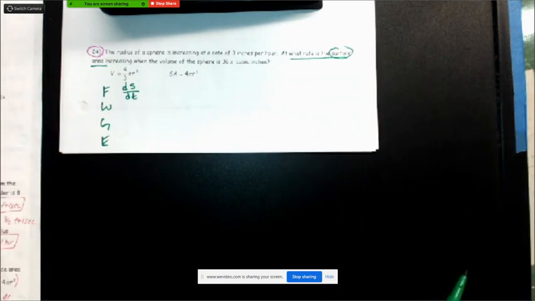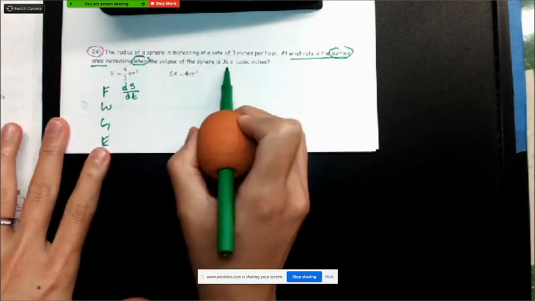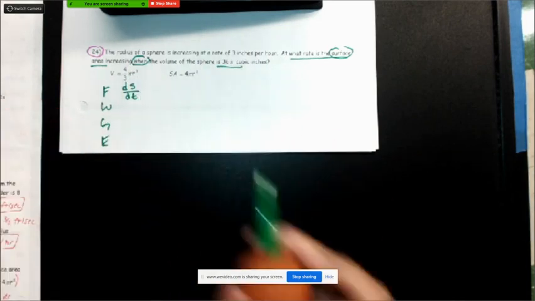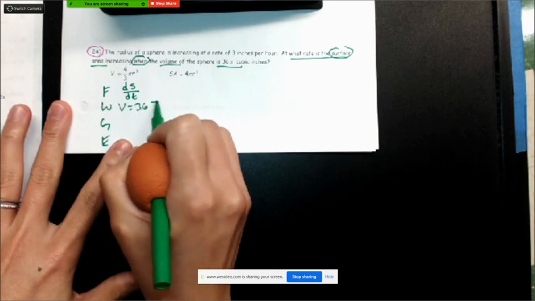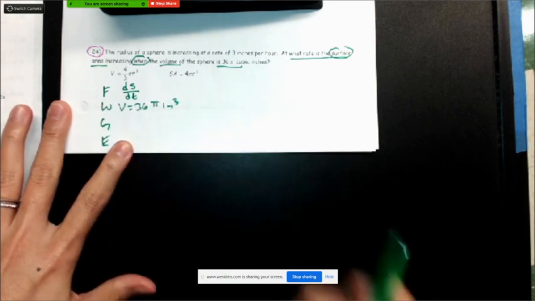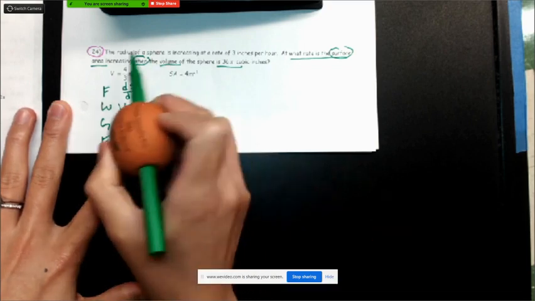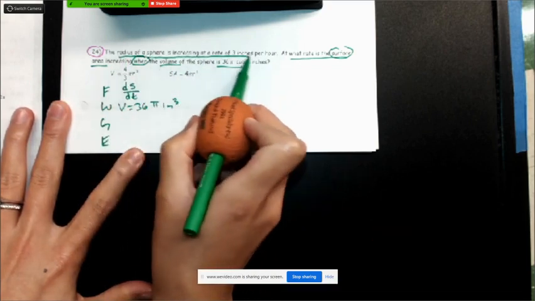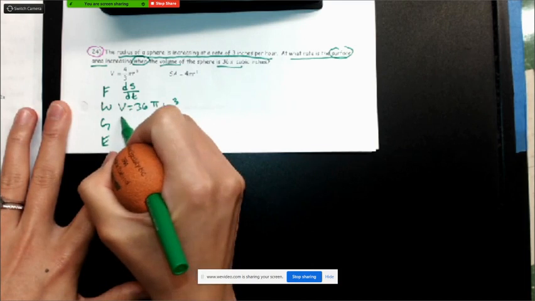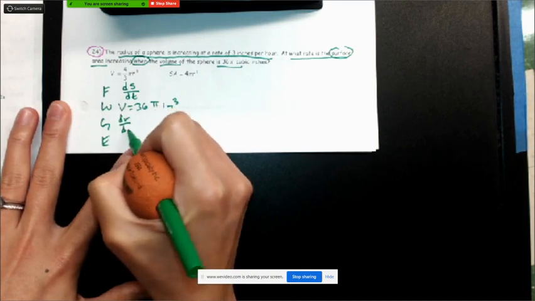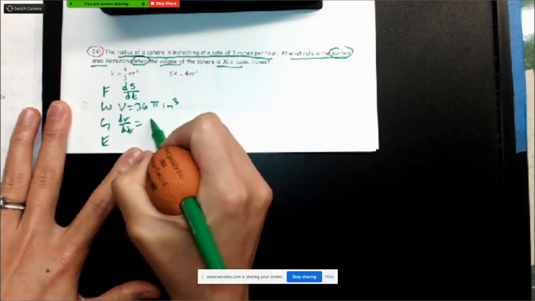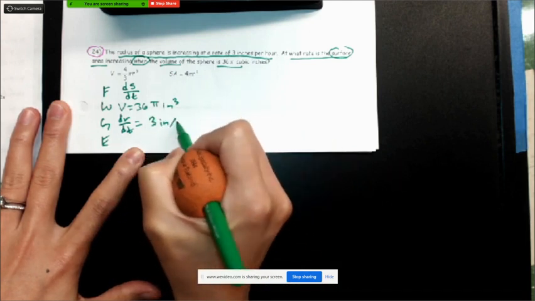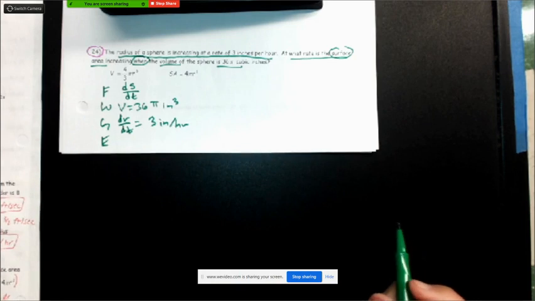And the when part, it says when, what do I know about the sphere? The volume of the sphere. The volume is 36 pi inches cubed. And it says the radius is a given rate. So we know dr, as in radius, over dt. It is increasing, so we're going to leave it as a positive 3 inches per hour. And then the equation given to us is pretty much right there.